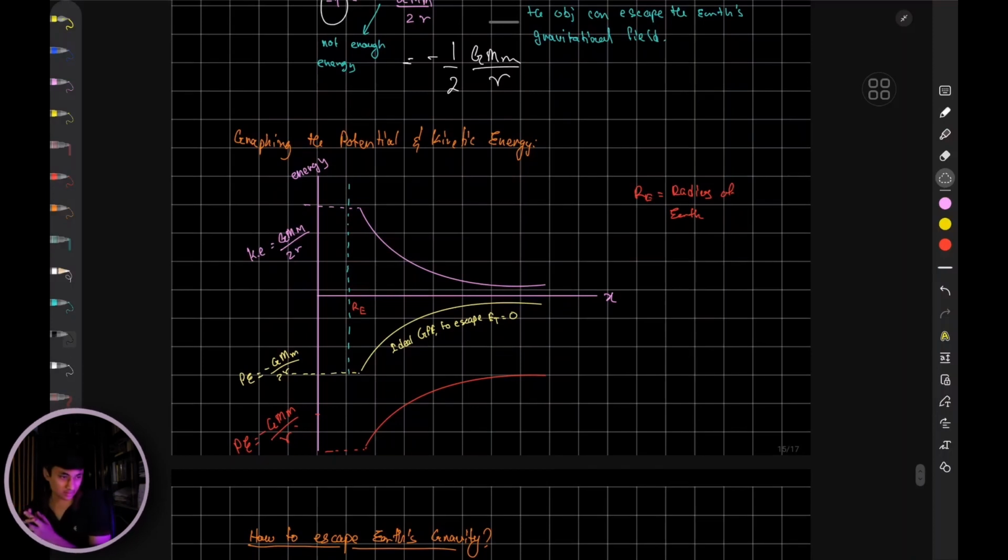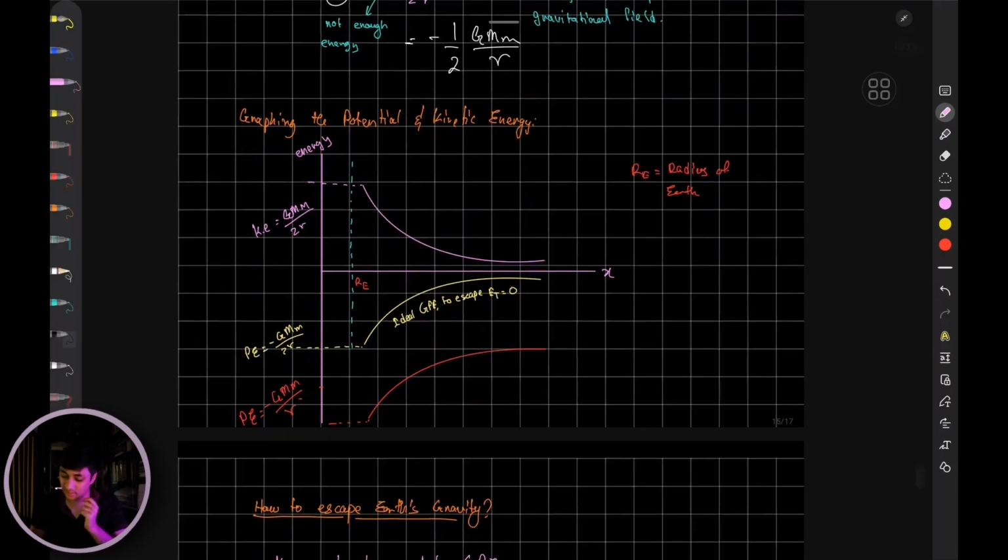However, in the case that we had a gravitational potential energy of minus half GMm by r, what we would have is a straight line, because this yellow curve would cancel out this pink curve. And in that case, the net energy on the satellite would be 0. However, since we have this red curve, which denotes minus GMm by r, a more negative gravitational potential energy, it is unable to escape Earth's gravitational field, right?